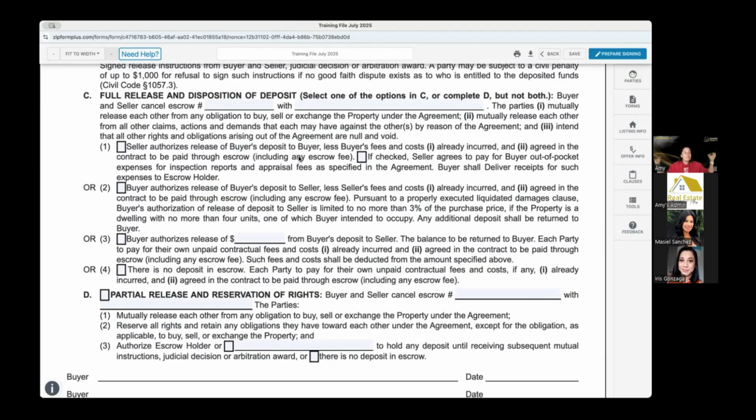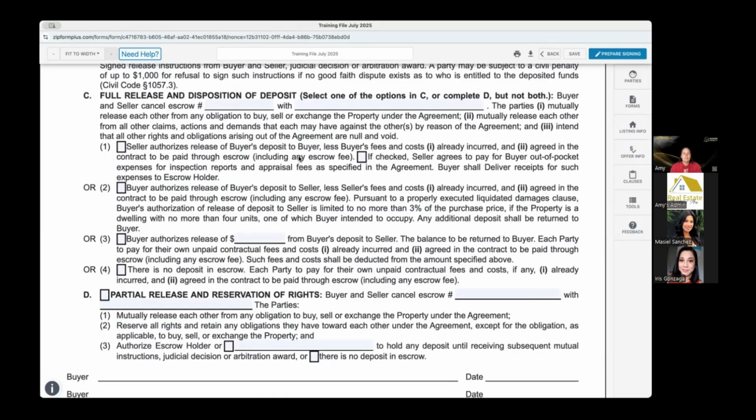C4 is, hey, there's no deposit in escrow. Each party to pay for their own unpaid contractual fees and costs, if any, already incurred and agreed to in the contract to be paid through escrow, including escrow fee. Like, there's no deposit to release because the deposit wasn't made, right? That usually happens at the very beginning of a contract. So that's section C. Any questions about section C?